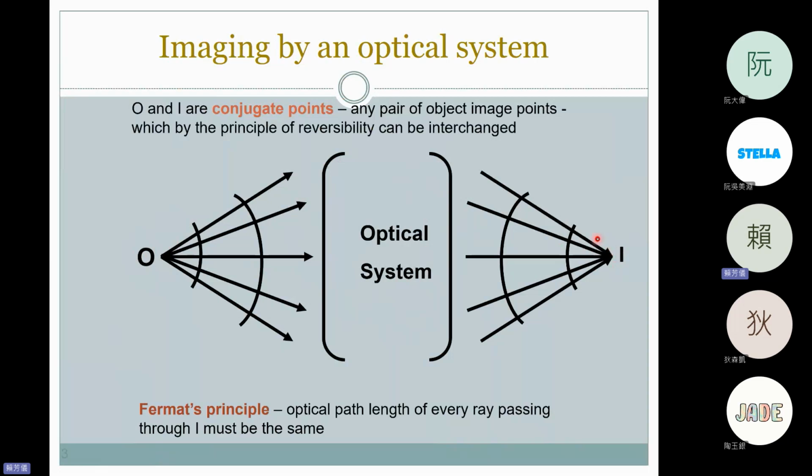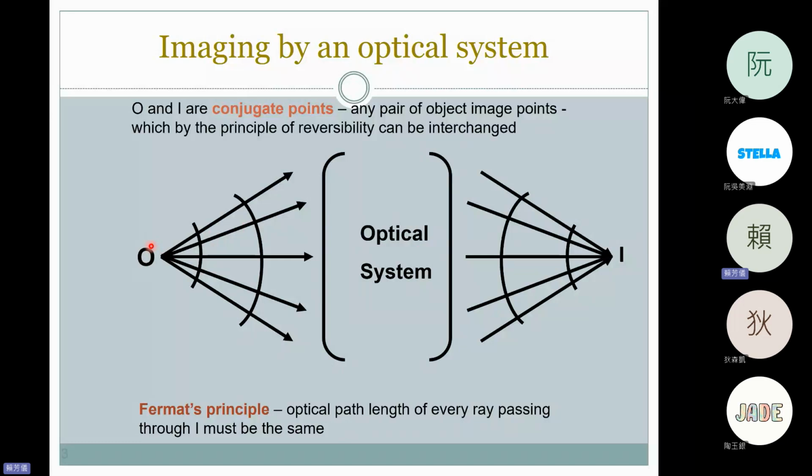From the reversibility property of light, we know that the object and the image are conjugate points. That means every light from the object will go to the image position. But if we put the object at the image position, then the light will go the same route to the original object position.